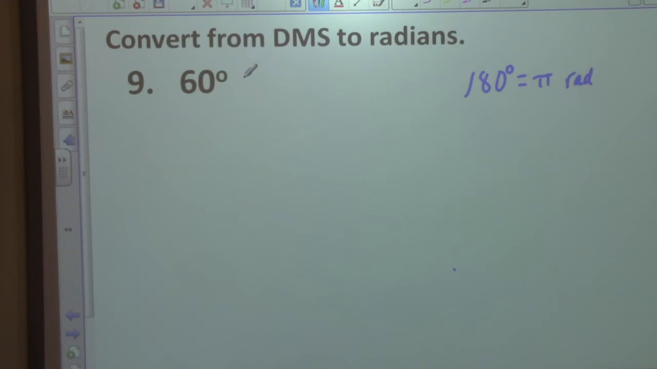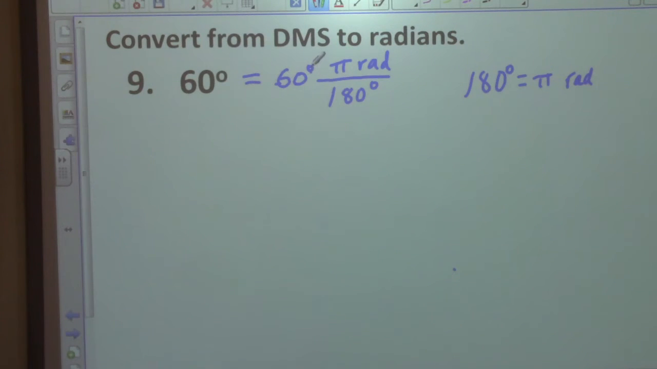If we're going to take 60 degrees and convert it into radians, we take our 60 degrees and multiply it by a fraction. To cancel out the degrees, I put 180 degrees in the denominator and pi radians on top. Do you see that? It really goes back to the dimensional analysis we were working with the other day, earlier in the week.